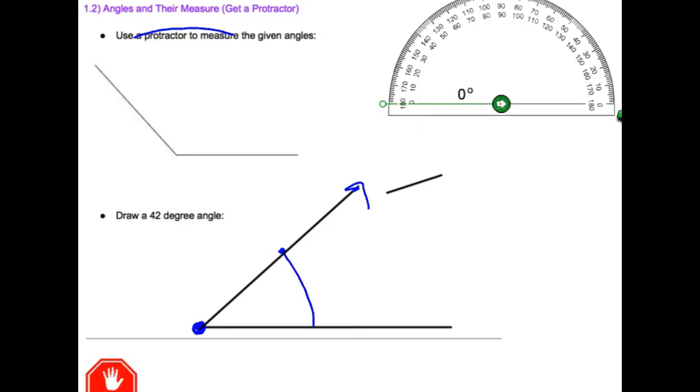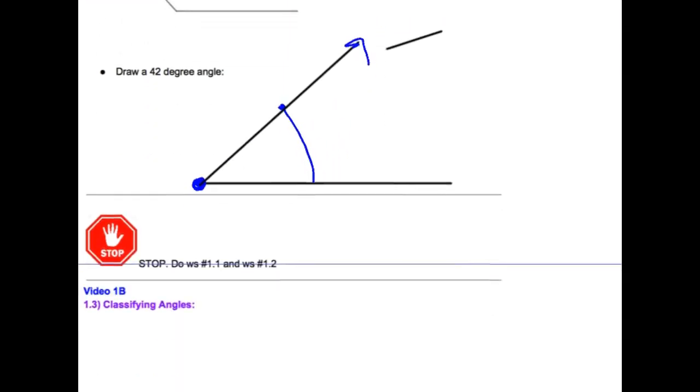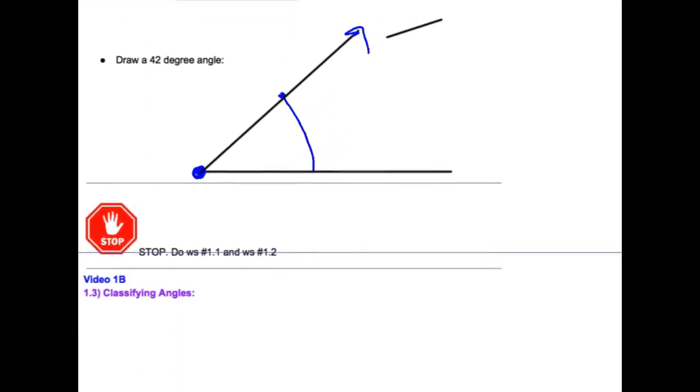So that's it for this video. It looks like it's a stop, and you can stop and go do worksheets number 1.1 and 1.2. You might want to have me initial these chunks as you work through them, so I'm not stuck doing a whole bunch before your test. But again, remember you are required to have both the notes and the worksheets in order to have access to the test, and you can't pass the class without passing the test.